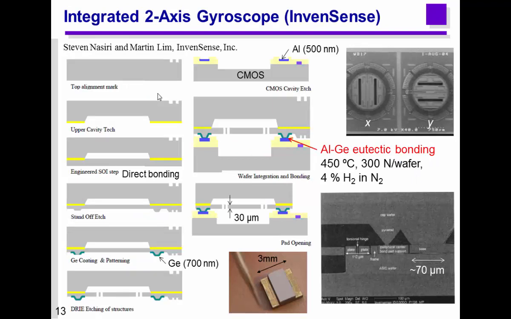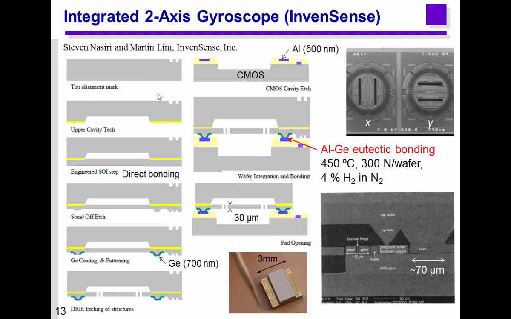This is a fabrication method of the integrated MEMS sensor, which is used by InvenSense. They use the cavity SOI wafer. This is an SOI wafer, but has a cavity inside. And on this, the MEMS sensor, for example, the gyroscope, is fabricated. And this is a CMOS ASIC, and they are bonded by the aluminum-germanium eutectic bonding at 450 degrees C. Of course, they are electrically connected, and simultaneously, the inside of the cavity is sealed in vacuum.